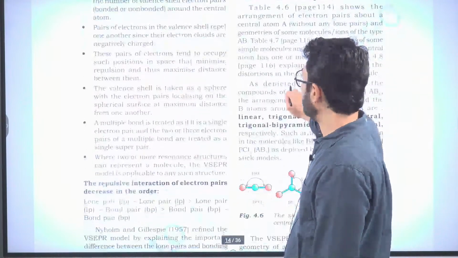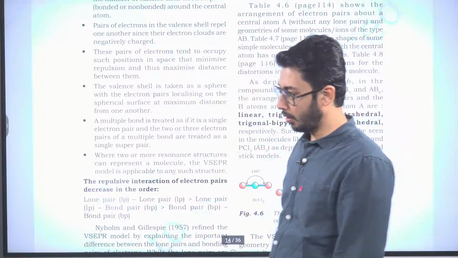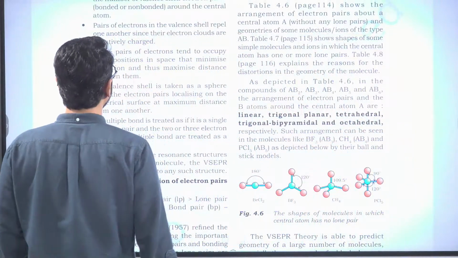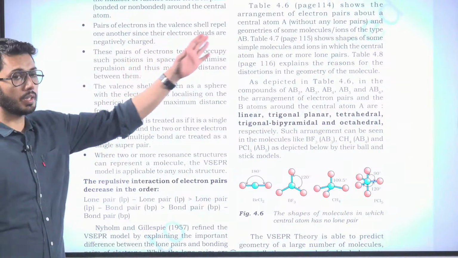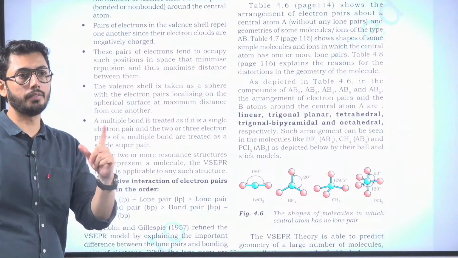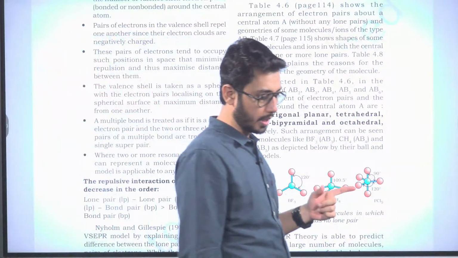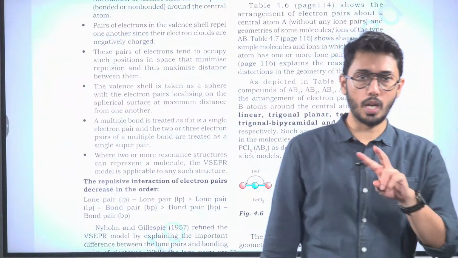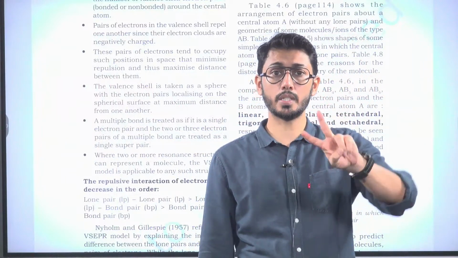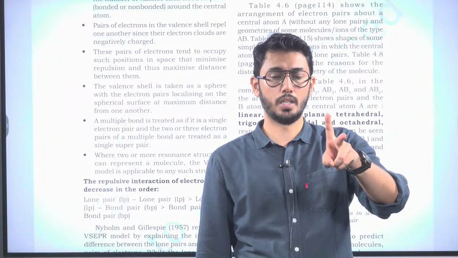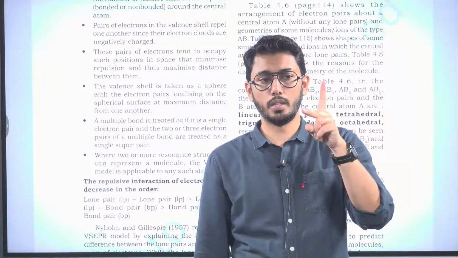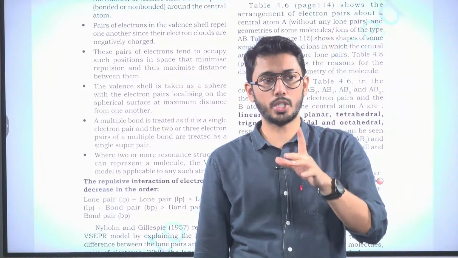Then the next point. Read that one also. Pairs of electrons in the valence shell repel each other. Why? Because electrons are negatively charged. So what will happen? Among these valence shell electron pairs, repulsion will take place. That repulsion decides the shape of the molecule.